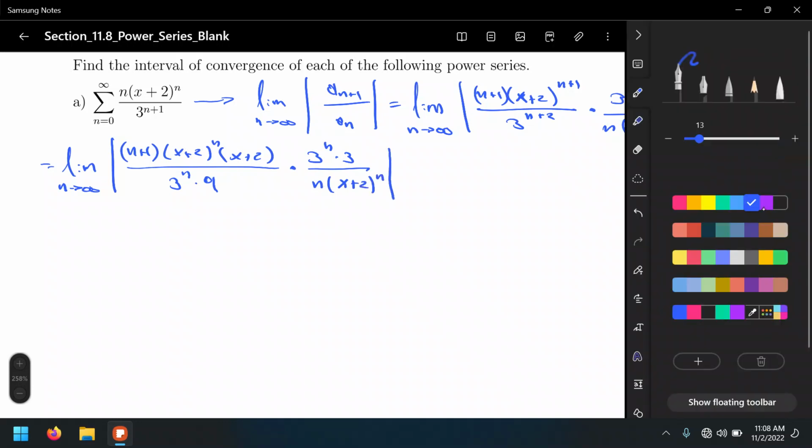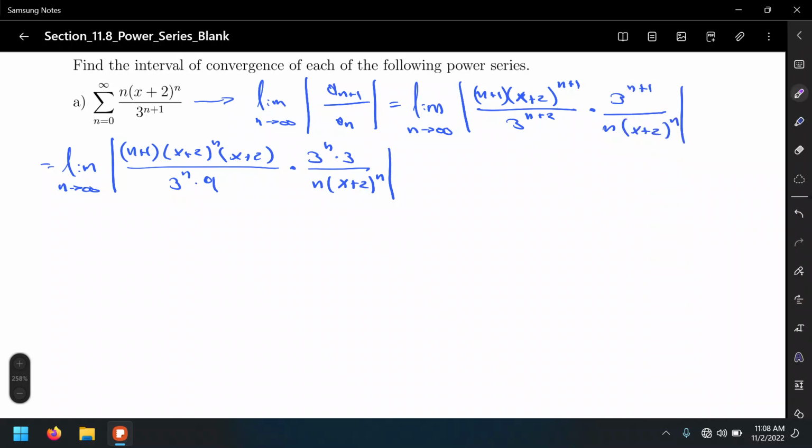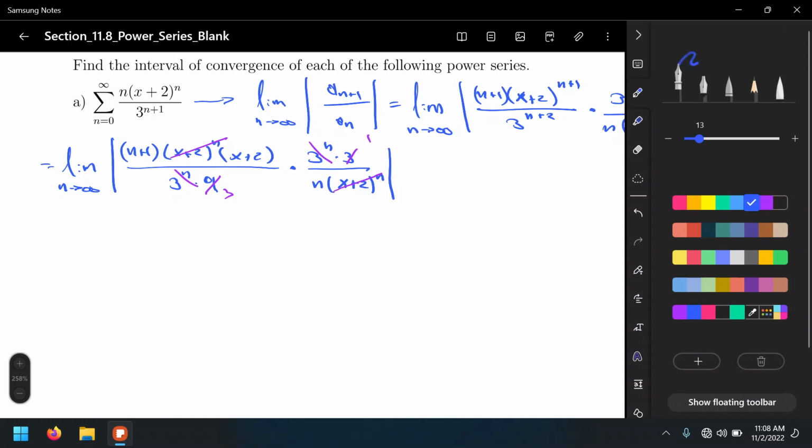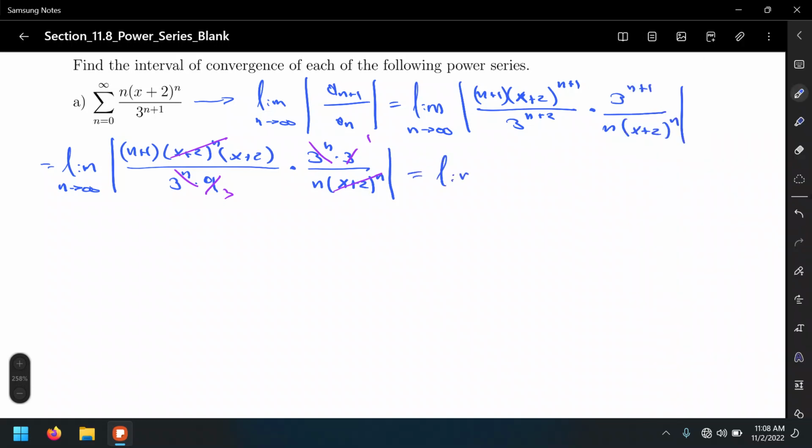All right, so let's divide out factors. We can divide out (x plus 2) to the n with (x plus 2) to the n. We can divide out the 3 to the n with the 3 to the n. And we can also divide 9 with 3. That's 1 and 3. And that's going to leave us with the following limit: the limit as n approaches infinity of the absolute value of (n plus 1) times (x plus 2) over 3.